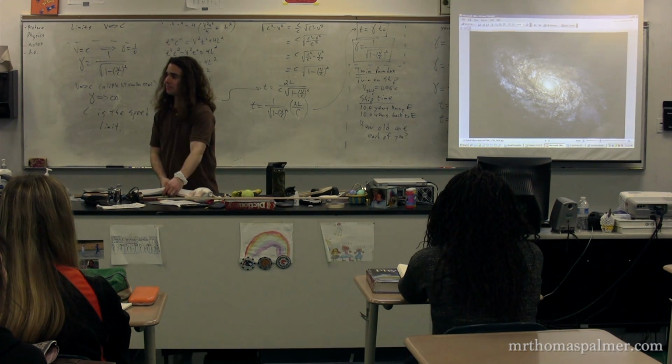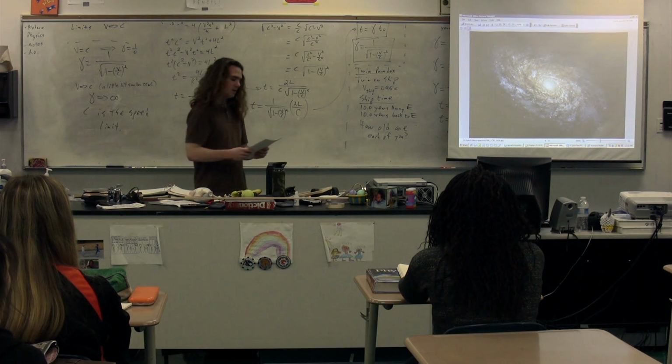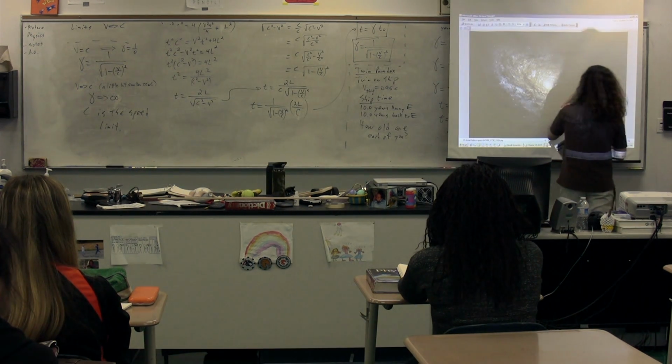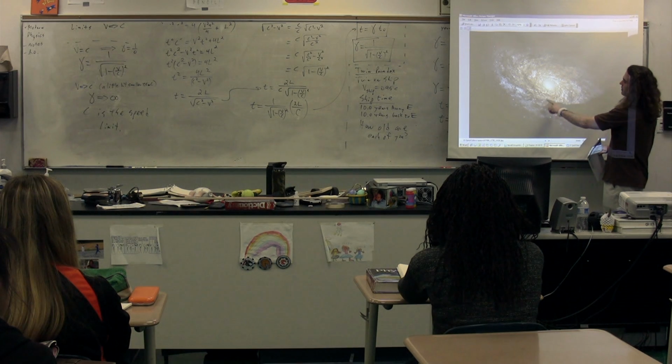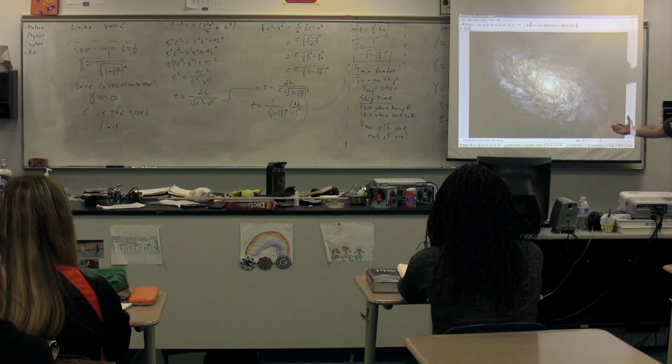Some statistics about our galaxy. The distance from the Earth to the center of the galaxy is 30,000 light years. We're around here, maybe somewhere around here. So this distance right here is about 30,000 light years. Light year.